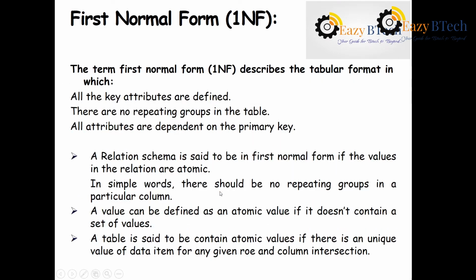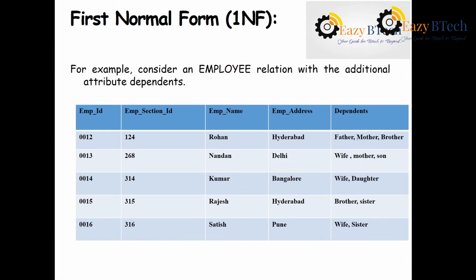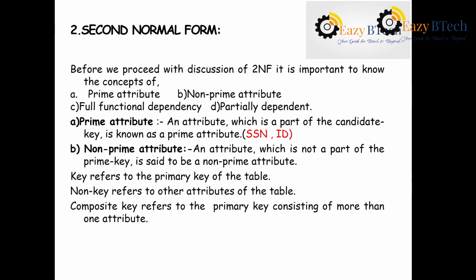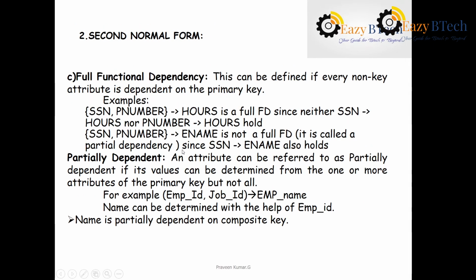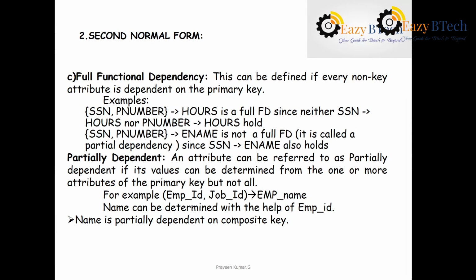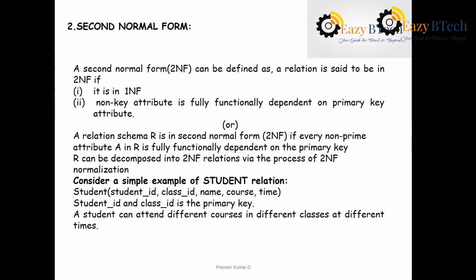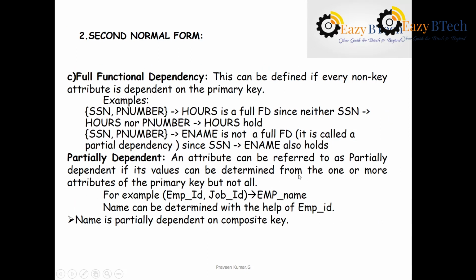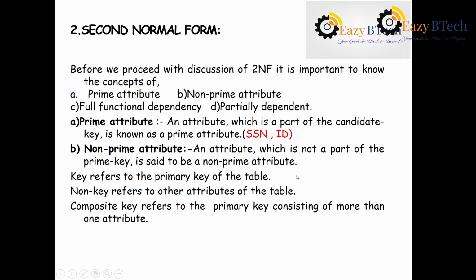What is the second normal form? Second normal form is nothing but, if a relationship is in second normal form, it has no partial functional dependency. First of all, a non-key attribute must be fully functionally dependent upon the primary key. What is functional dependency and what is partial dependency? What is a prime attribute and what is a non-prime attribute? First, we discussed these basic things.